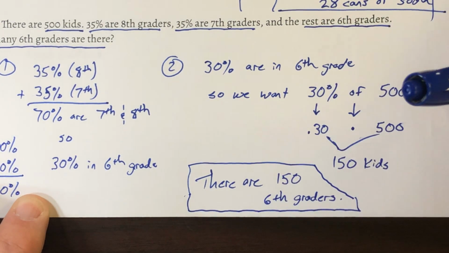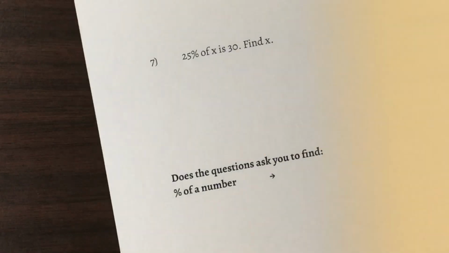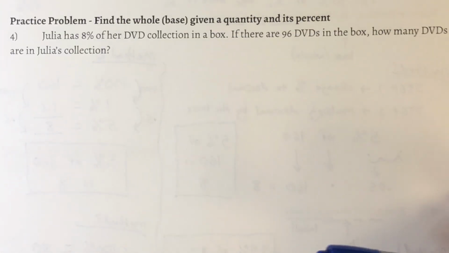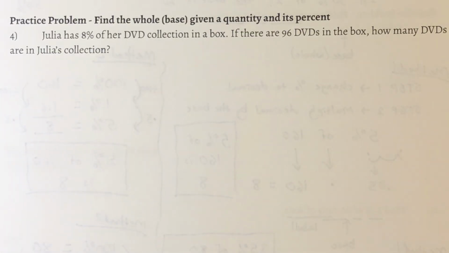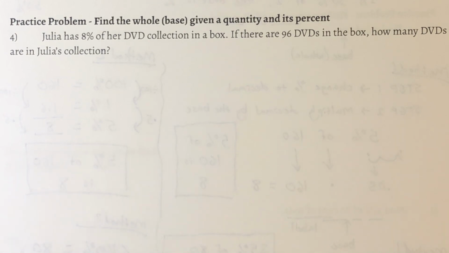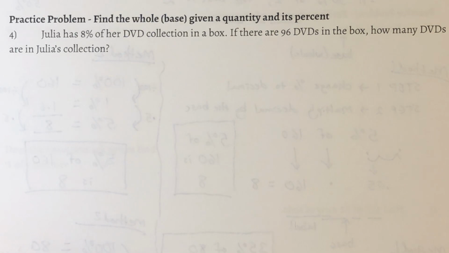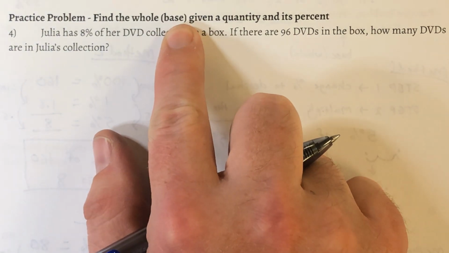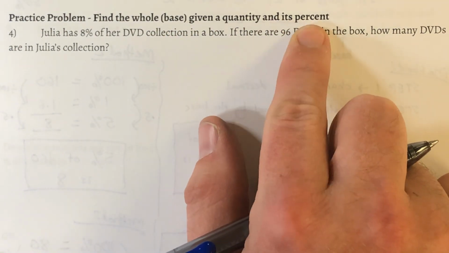All right, next problem. We're going to switch. So we've just done percent of numbers problems where we found a part or portion of something. For example, 35% of 80 cans of soda, and then we found 30% of 500 kids. Now we're going to find the whole or base given a quantity and its percent.